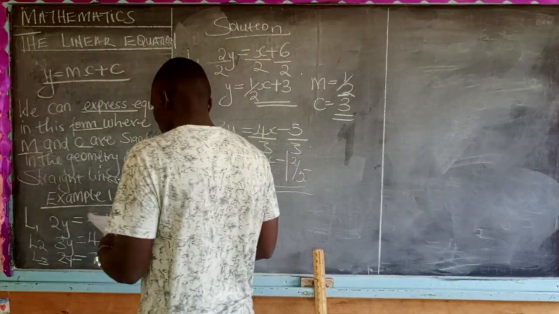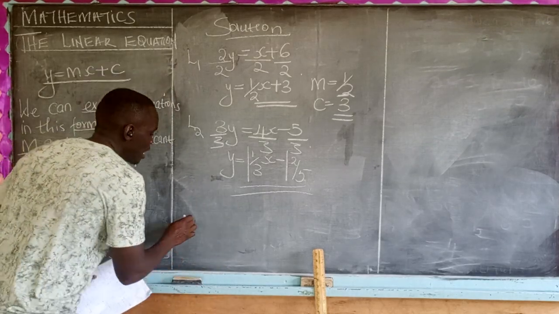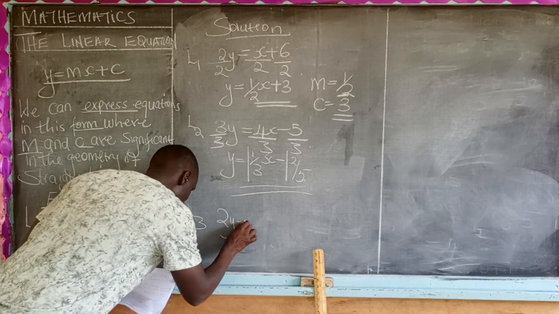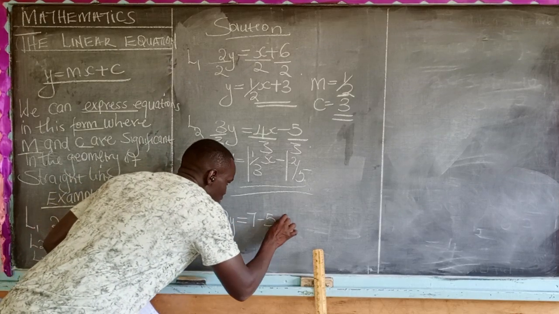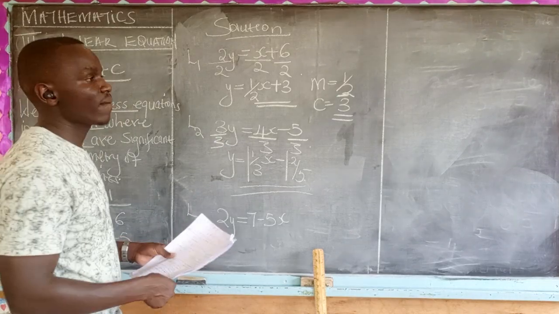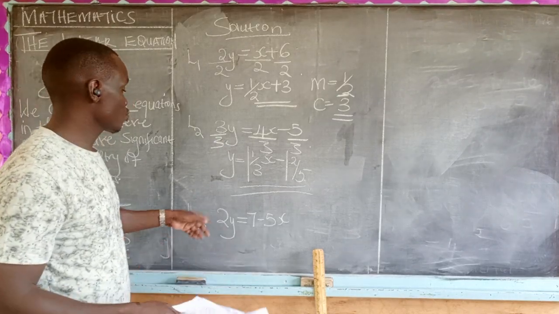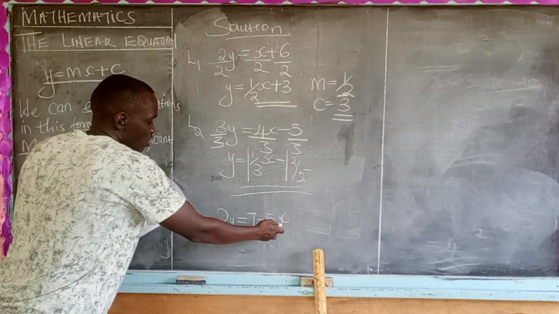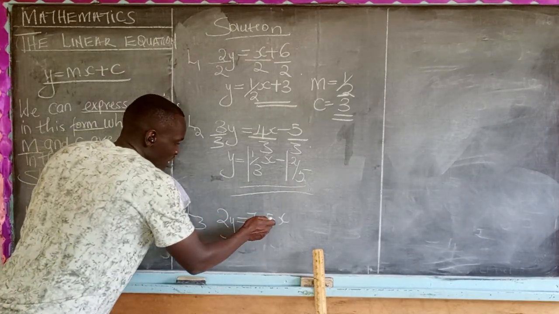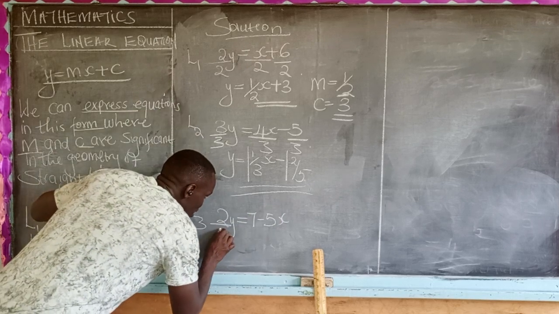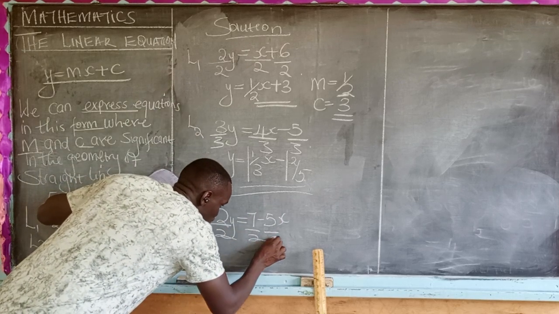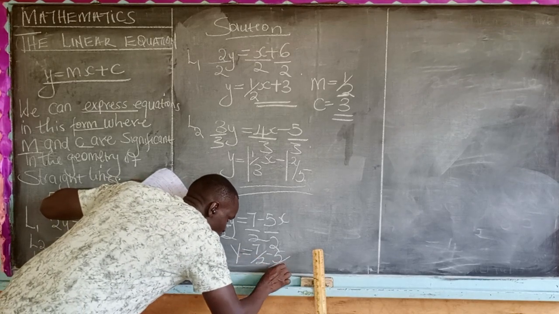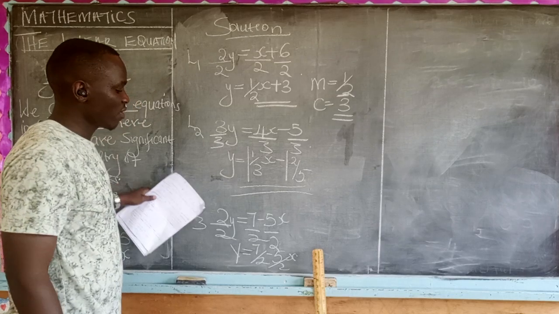Then for line 3, again, as simple as that, we are going to have 2y equals 7 minus 5x. So this one we're just going to rearrange so that the gradient of this line can show. The coefficient of x, you're going to divide by 2, divide by 2, divide by 2. You're going to have y equals 7 over 2 minus 5 over 2x.